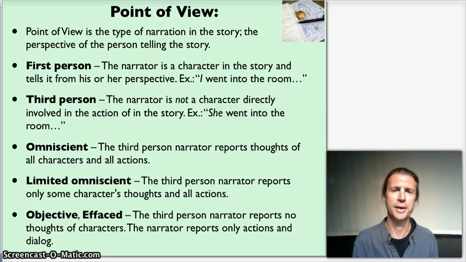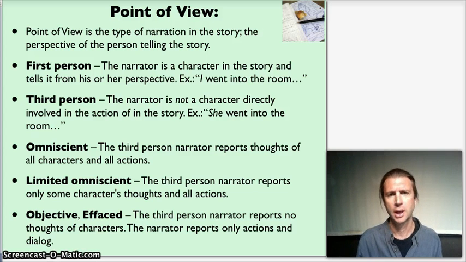Hi, I'm Mr. Rowley. In this video, I'm going to explain what we mean by the literary technique called point of view. Point of view is simply the type of narration. It has to do with who's telling the story and what perspective that person has.